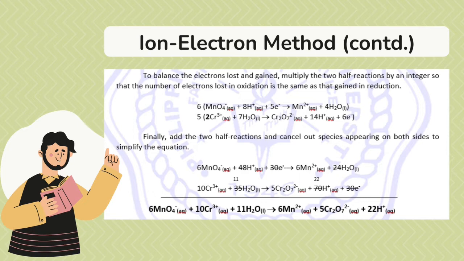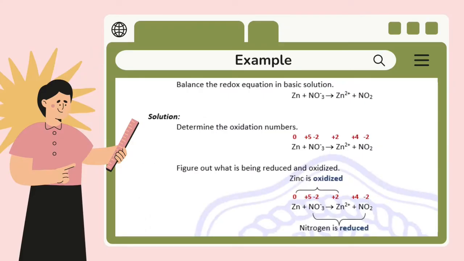As you can see in here, we have added hydrogen ion and water molecules in order to balance the overall reaction. Okay, so next we have another example wherein we are balancing a redox equation in basic solution. We have a chemical equation that has Zn + NO3⁻ produces Zn²⁺ + NO2. For the solution, first we need to determine the oxidation number.